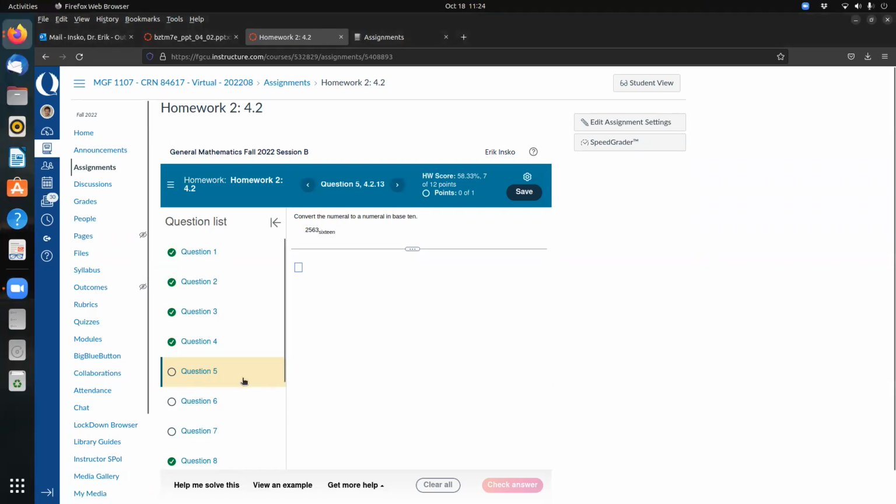Okay, so I had that one break talking with the student. Now I'm back and I'll help try and do a few more problems here. So it says convert the numeral to a numeral in base 10.